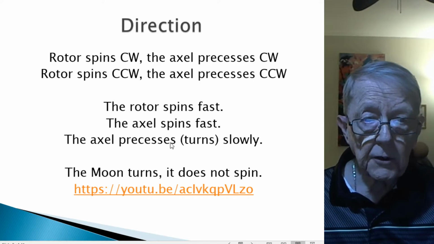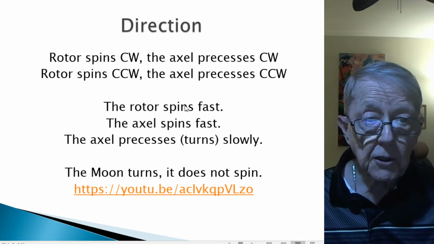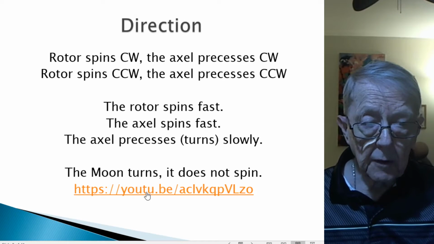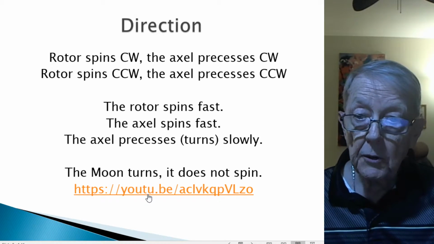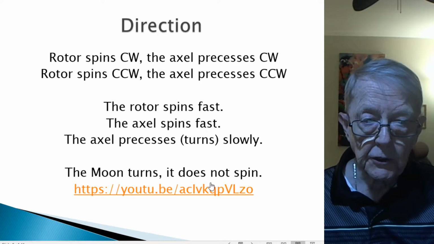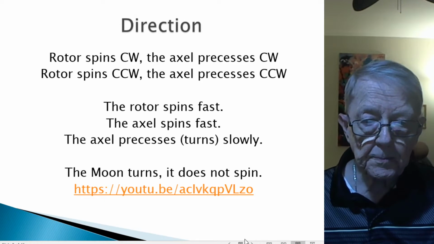By the way, I did talk about spinning here. In a video I did recently, I claim the moon does not spin, it turns, and you can watch that video.